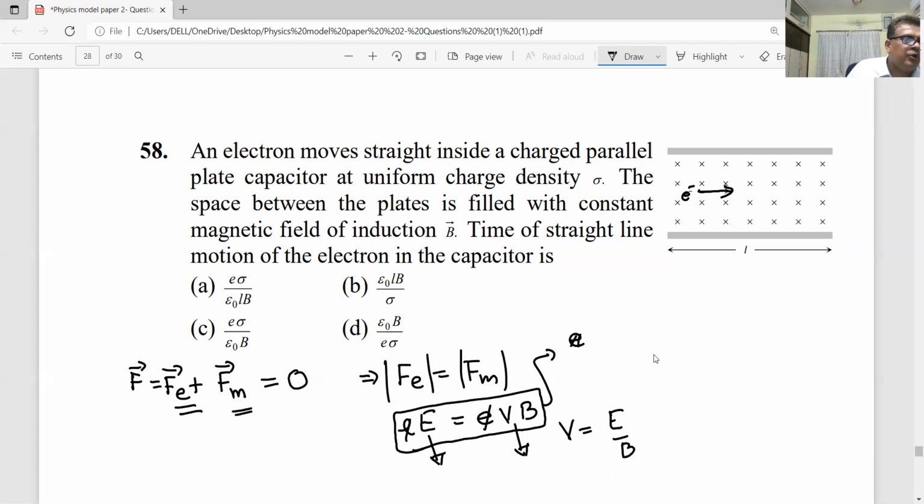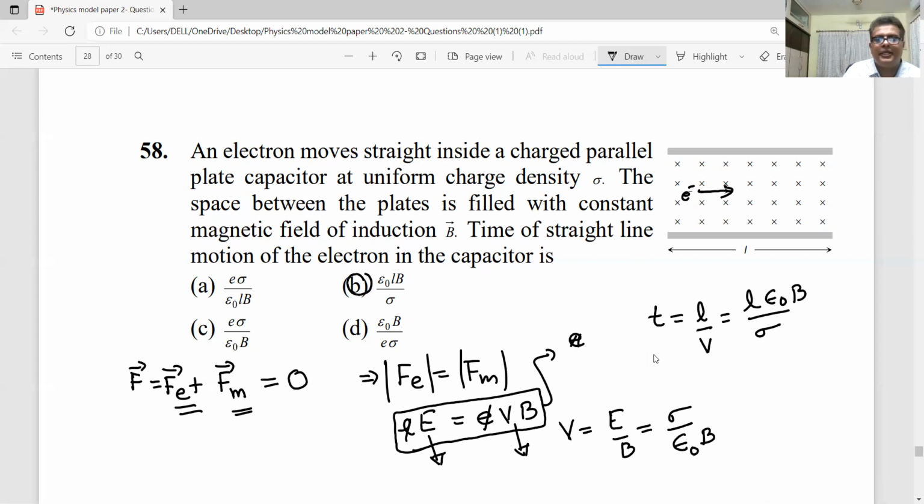Once I know it is E by B, what is E? E is the electric field in the capacitor. We know that it's sigma by epsilon naught. So that is the value of velocity. Now I want to find out the time. Time is equal to distance divided by velocity. Distance is L, divided by velocity sigma by epsilon naught B. So I get L epsilon naught B divided by sigma. The answer is L epsilon naught B by sigma. Option number B is the right answer.